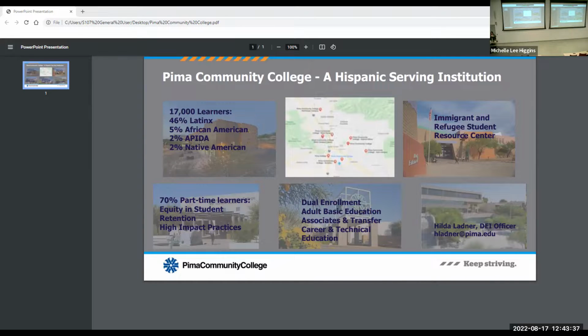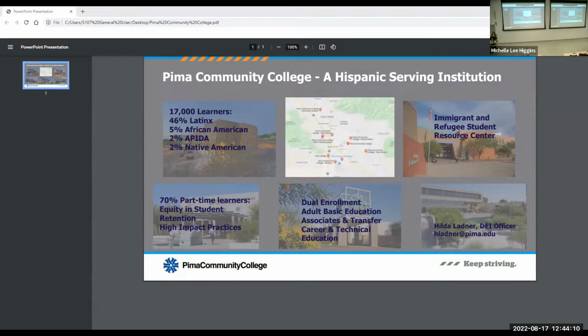And it's important to remember that a majority of students of color start their education at community colleges. You can see the diversity of our students. We serve about 17,000 learners each year. 46% of them identify as Latinx, Latino, Hispanic, 5% African American, 2% Asian Pacific Islander, Desi American, and 2% Native American students. So we are a minority serving institution as well as a Hispanic serving institution.